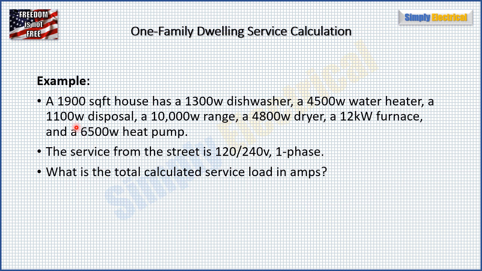So we have a 1900 square foot house, has 1300 watt dishwasher, a 4500 watt water heater, an 1100 watt disposal, a 10,000 watt range, 4800 watt dryer, 12 kW furnace, and a 6500 watt heat pump. The service from the street is 120/240 volt single phase. So what is the total calculated service load in amps?